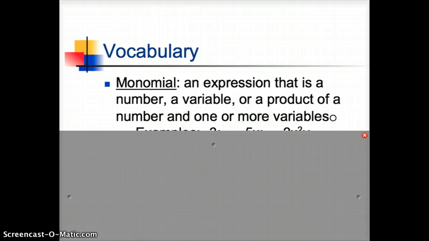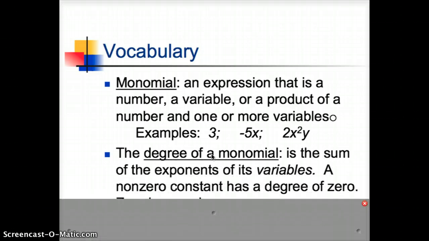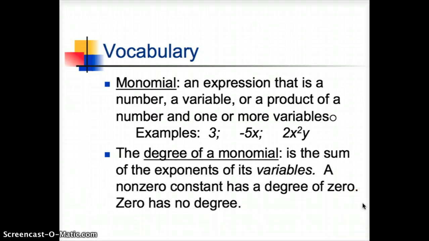So some examples are 3, that's just a number, negative 5x, that's a product of a number and a variable, 2x squared y, that's the product of 2, x, x, and y. That has a lot of variables there. The degree of a monomial is the sum of the exponents of its variables. A non-zero constant has a degree of 0, and 0 has no degree.